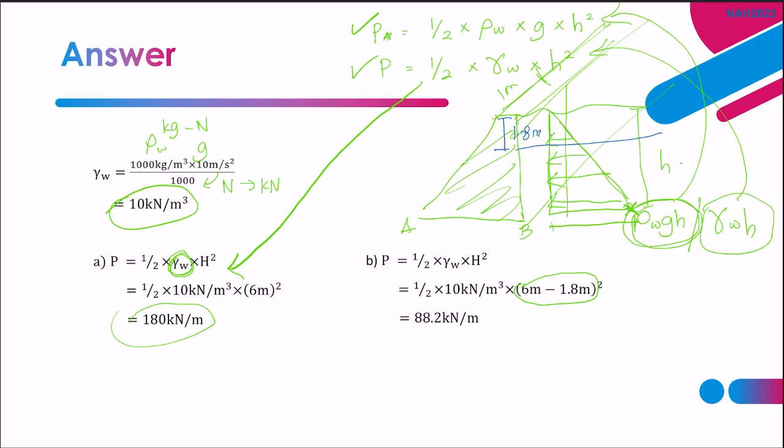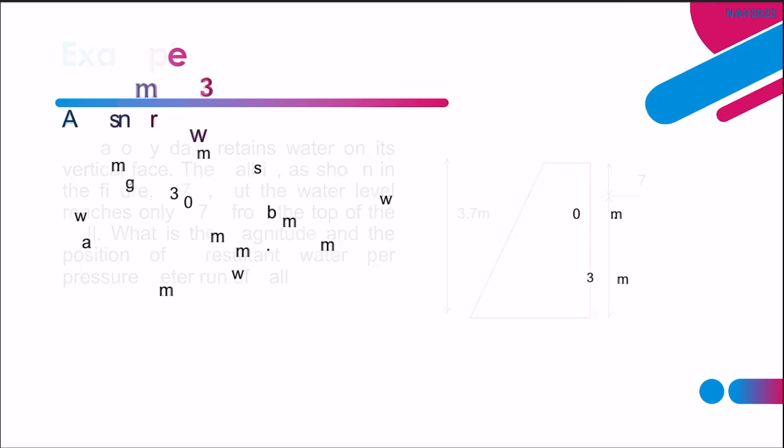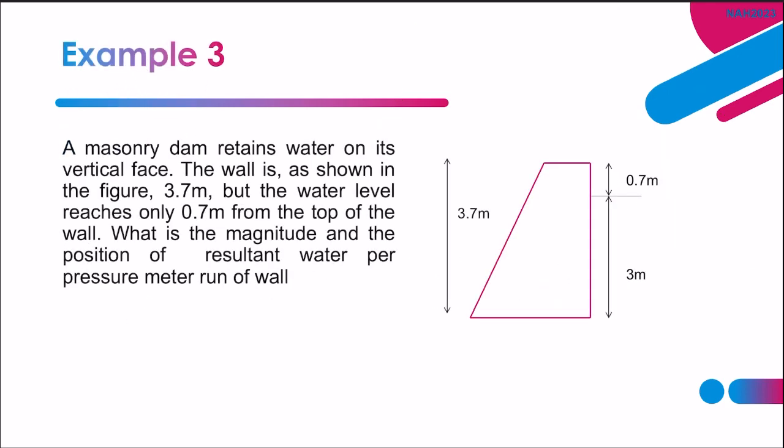That's example 2. Now we look at example 3. So example 3 is almost the same. A masonry dam retains water on its vertical face. The wall is as shown in the figure, 3.7 meter, but the water level reaches only 0.7 meter from the top of the wall, meaning up to 3 meter only. What is the magnitude and the position of the resultant water pressure per meter run of wall?